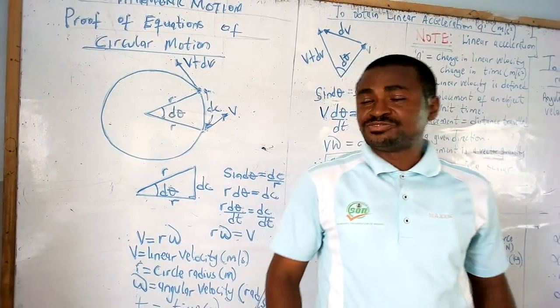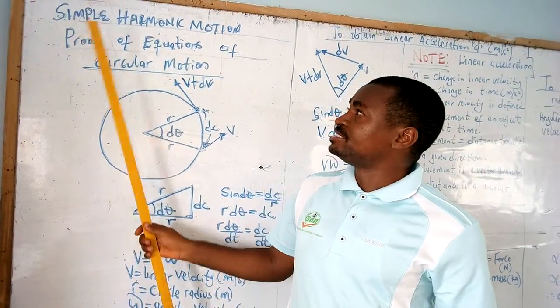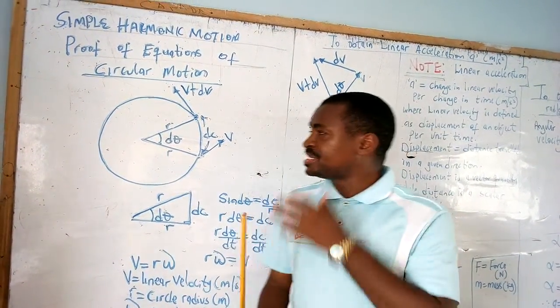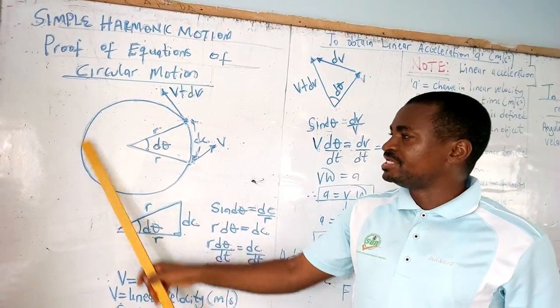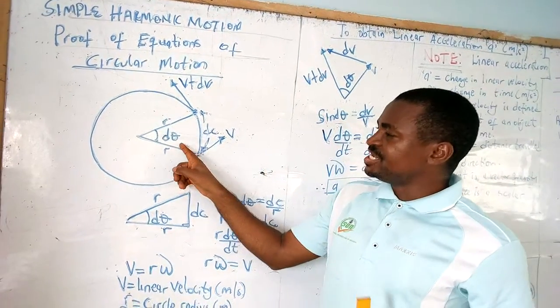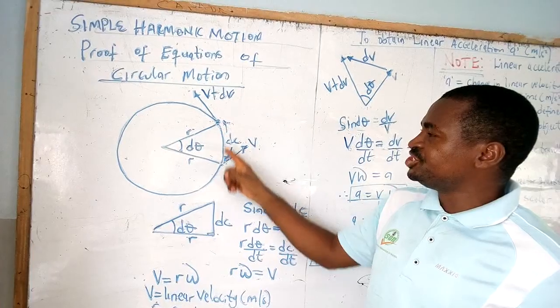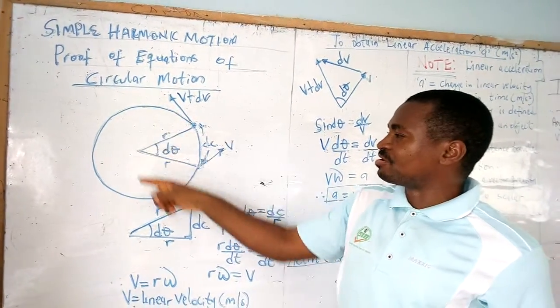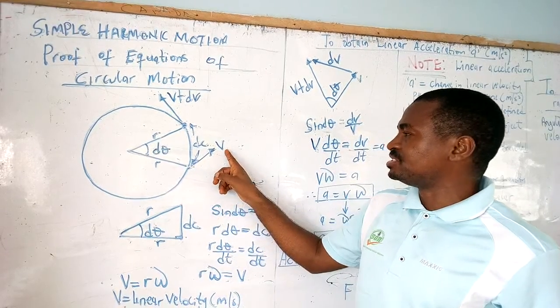The topic of our discussion today is circular motion under simple harmonic motion. Consider a body of mass m moving around a circle of radius r. There is a change in the angle and a change in the position of the particle along the circumference of that circle. Agree that this particle is moving with constant velocity v.